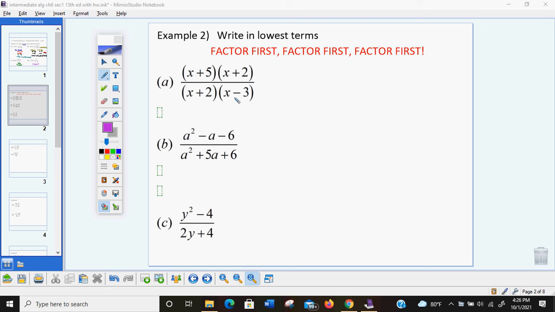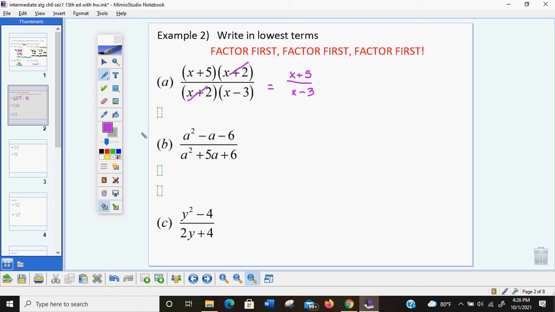Now let's look at the first one. They factored this for us, okay? There's no squares or anything. There's nothing we can do. It's already factored. So what we can do to get it in lowest terms, these two match. The x plus 2 and the x plus 2 can be canceled out. So we're left with x plus 5 over x minus 3.